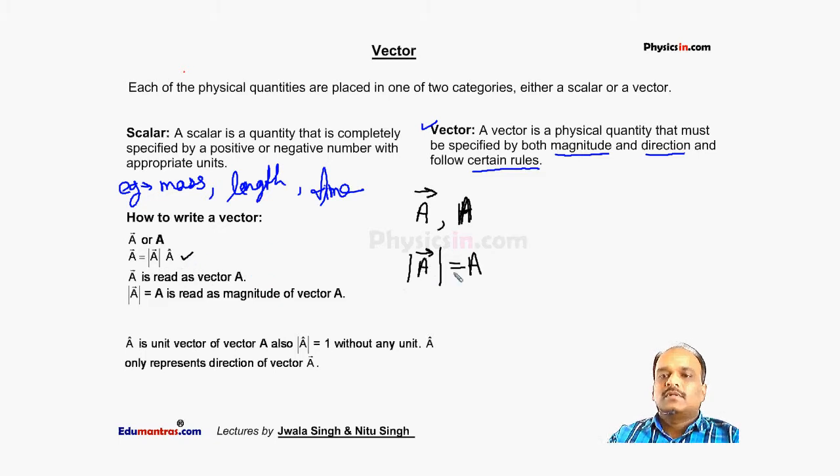A cap is a unit vector. It only represents the direction of this vector A. It is read as A cap. It is also called the unit vector of vector A. It is called a unit vector because mod of A cap is always 1. It doesn't have any unit and it only represents the direction of vector A.